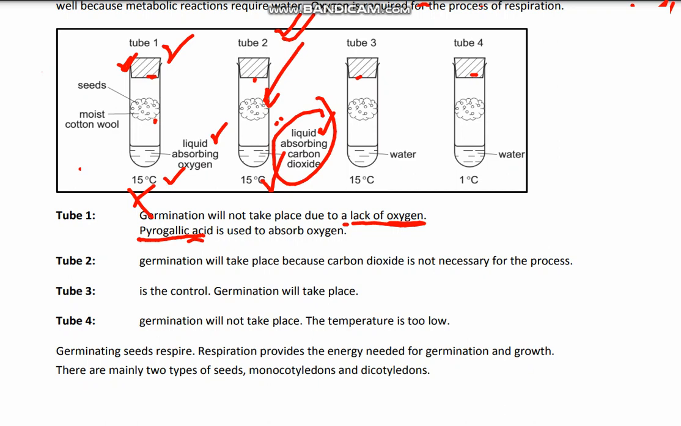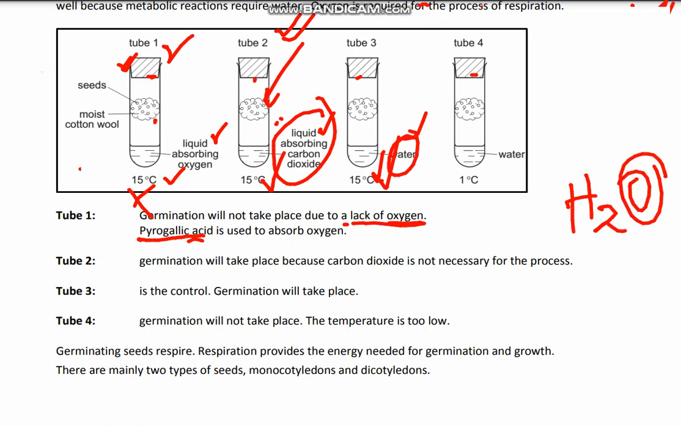Right. Moving on to test tube number 3, it is called the control test tube. Germination will obviously take place. Why? Because there is water, there is oxygen, and also there is a suitable temperature. That's why germination takes place in test tube 3. Remember, I said water is H2O, which means there is a bit of oxygen, which means we have oxygen. So germination will take place in this test tube, and also suitable temperature.